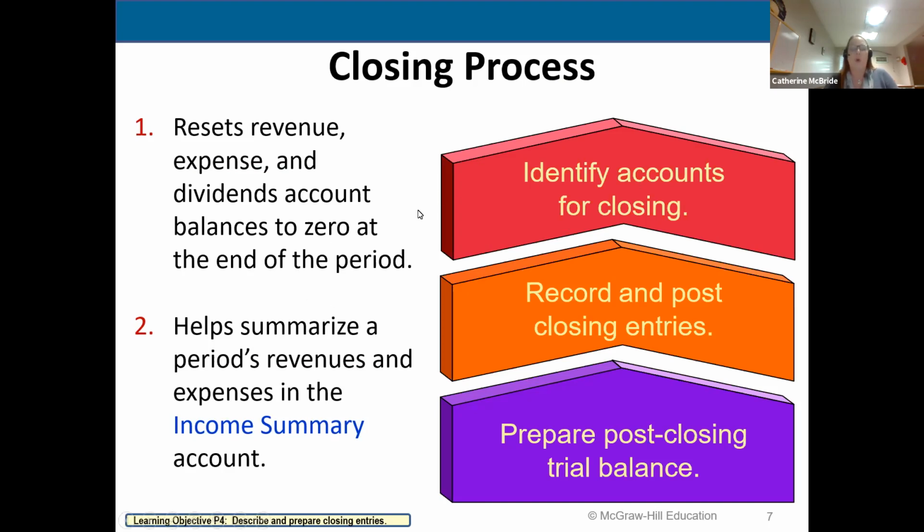We're going to close all of the temporary accounts. The temporary accounts are revenue, expenses, and dividends. Now, you don't have to actually memorize that, because if you think about it, revenue has to start over at the next year, and expenses have to start over at the next year. But cash wouldn't start over. You wouldn't say, oh man, I wish I'd bought that December 31st because now it's January 1st and we had to reset cash to zero.